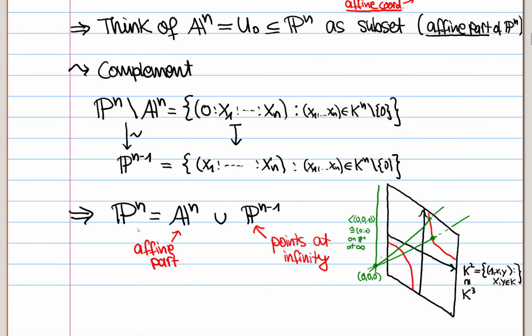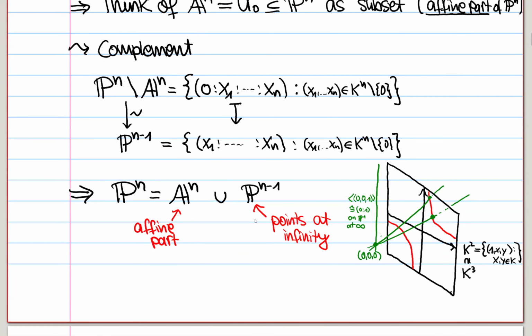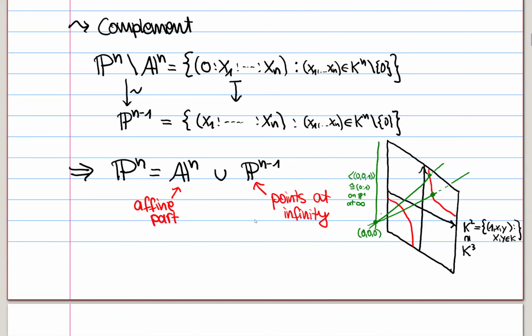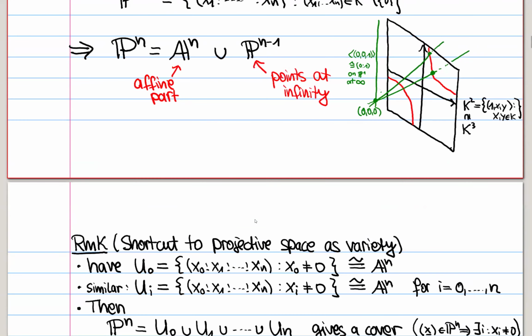And so we can write P^n as its affine part A^n union this complement, P^(n-1). And this is then sometimes called the points at infinity. And in our picture here, all the green lines going through this A2 essentially form this A2 inside P2. And then all the lines which don't intersect this plane, which are parallel to this plane, for example this line here, these form the points at infinity in this picture. Okay. And so I wanted to show some consequences and generalizations of this construction of projective space, which use this affine space.